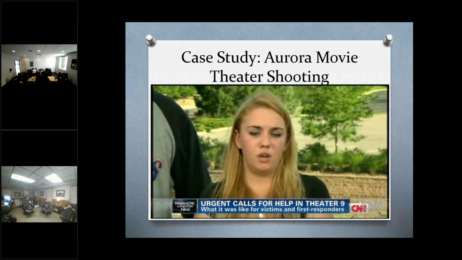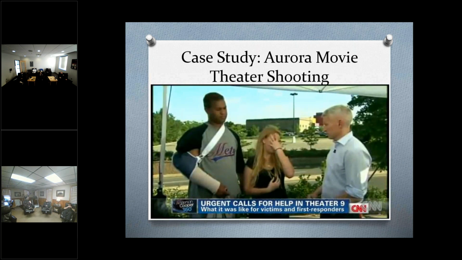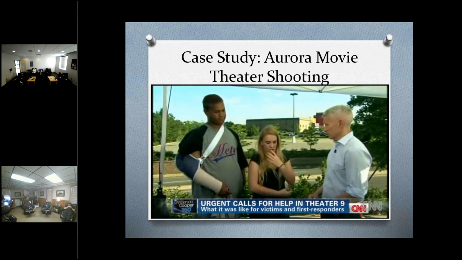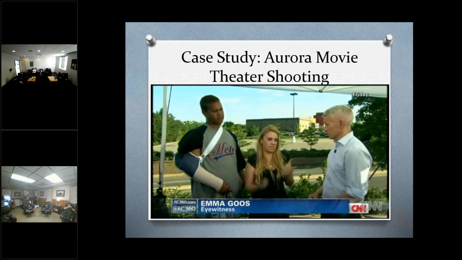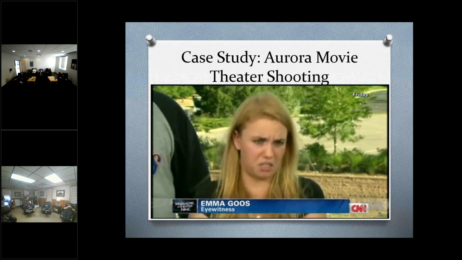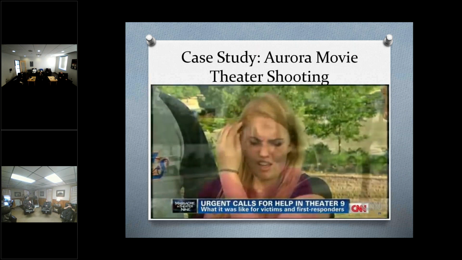Emma Goose managed to escape the theater. She told Anderson Cooper about one critical victim she saw wandering the parking lot untreated. He was asking for help and no one would stop to help him, and I thought, well, I have to at least talk to him. I'm not trained in paramedics at all, but I should talk to him. And I went over and he had been hit in the head.